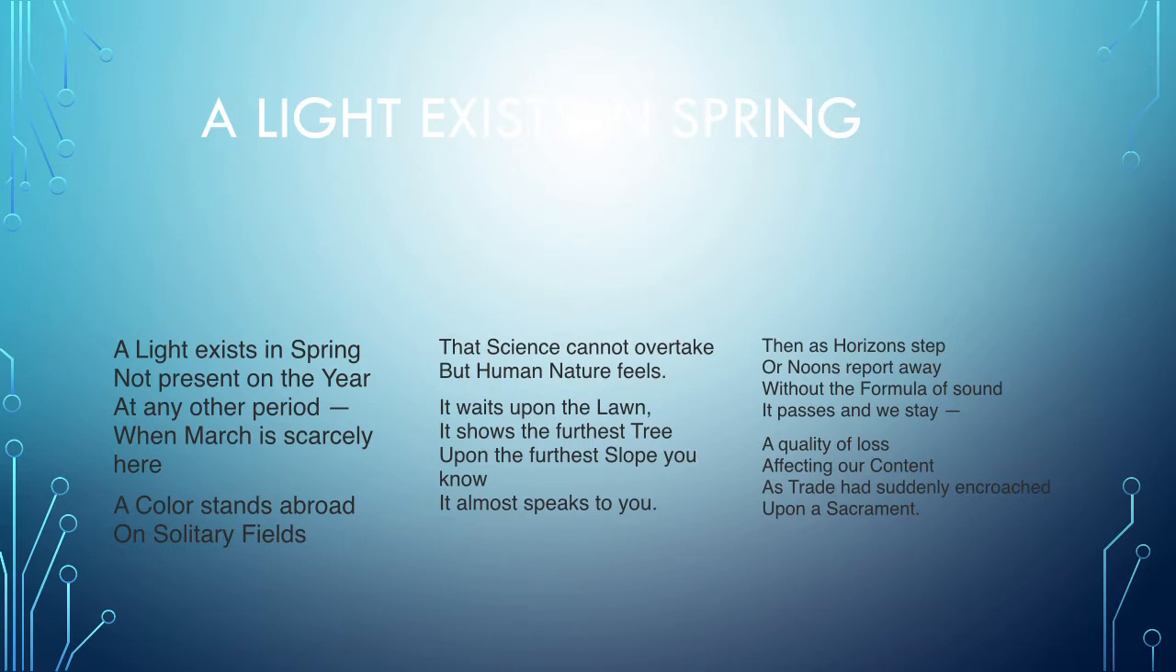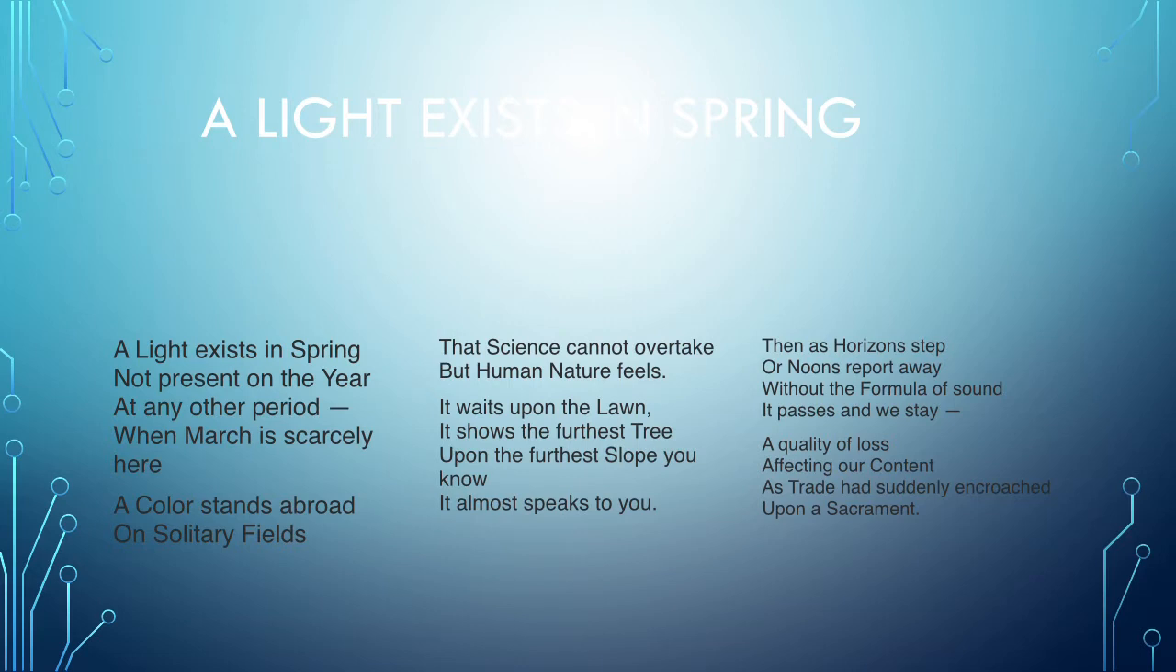Good morning. Today we'll start our next poem by Emily Dickinson, that is, A Light Exists in Spring. So here the poet is trying to portray a certain kind of light that exists only in spring, that is visible only in the spring season.